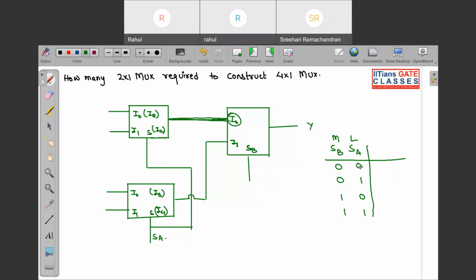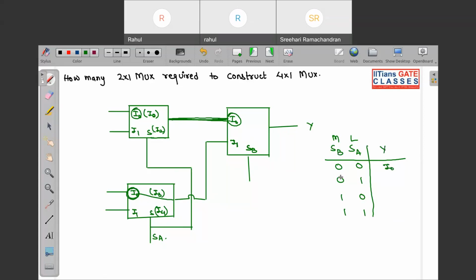So SA 0 means both of these lines are activated. This line is also activated and even this line is activated. So this is coming from here and this I naught is connected over here. But this line is not activated. Only this part is activated. So this I naught will be connected directly to Y. Now look, so output will be what? It will be I naught.